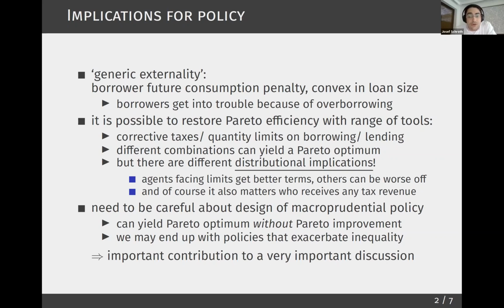Agents facing the limit may get better terms, and others can be worse off depending on who's paying the externality penalty. And of course, it also matters who receives any tax revenue. So we need to be careful about the design of macroprudential policy. In particular, we can end up having a Pareto optimum without having a Pareto improvement as a result of our policies. We might even end up with policies that make problems of inequality worse. So this paper is a very important contribution to a very important question.